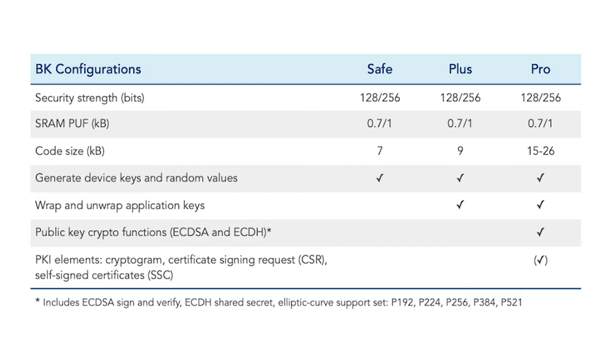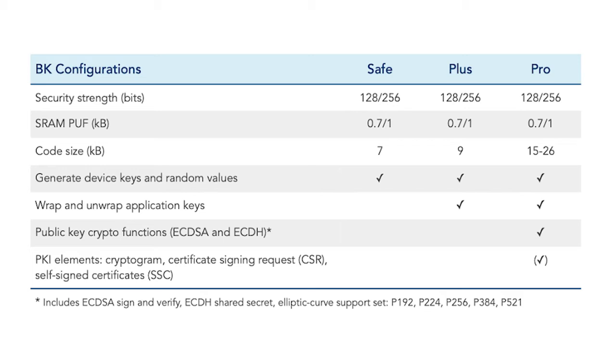All BK software IP configurations, Safe, Plus, and Pro, are available in key strengths of 128 or 256 bits. They generate SRAM PUFs between 0.7 and 1 kilobyte in size. They take up an additional 7 to 26 kilobytes of code, in addition to complying with a number of industry standards like Common Criteria EAL6+, Automotive SPICE Level 1, and others.